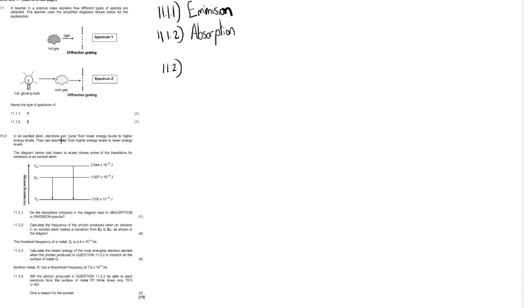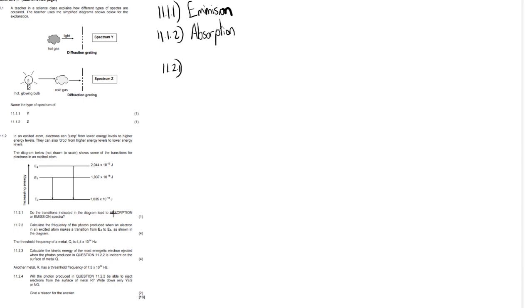Now, the second question. In an excited atom, electrons can jump from a lower energy level to higher energy levels. They can also drop down from higher energy levels to lower energy levels. The diagram below, not drawn to scale, shows some of the transitions for electrons in an excited atom. So we see some movement. These arrows downwards are indicating what electrons are doing. They're going from energy level 4 to energy level 2, and also energy level 3 to energy level 2, where this is the amount of energy, and it goes to a lower amount of energy and an even lower amount of energy. So 11.2.1. Do the transitions indicated in the diagram lead to absorption or emission spectra?